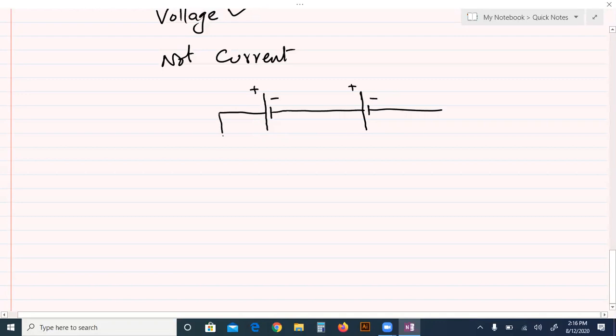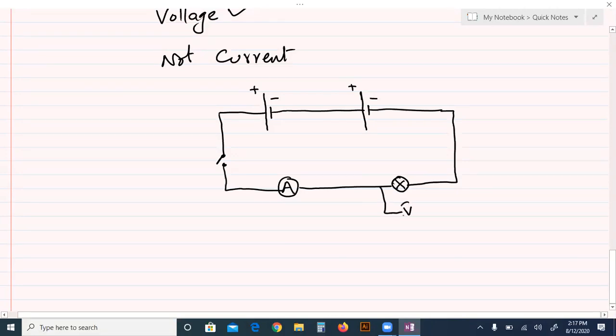Now this battery is connected with a switch. It is connected with the ammeter. It is connected with any electric device. Suppose this is the lamp. And then the circuit is completed. And a voltmeter is connected parallel to this lamp.